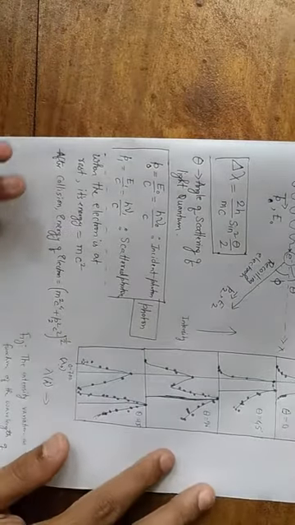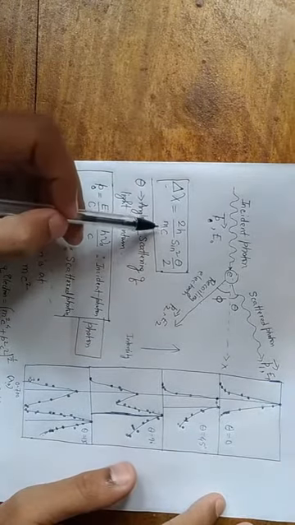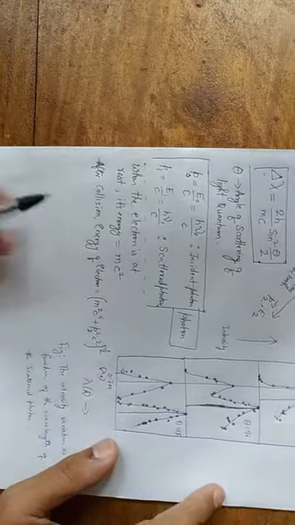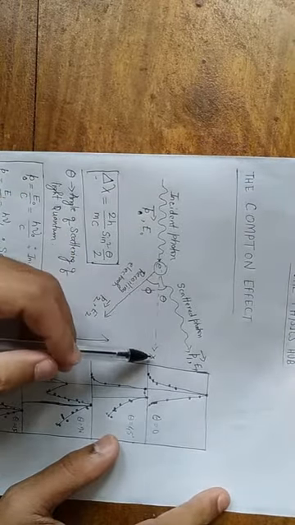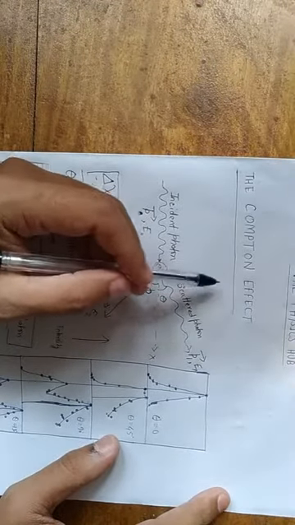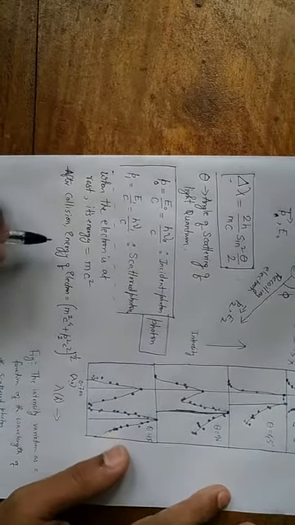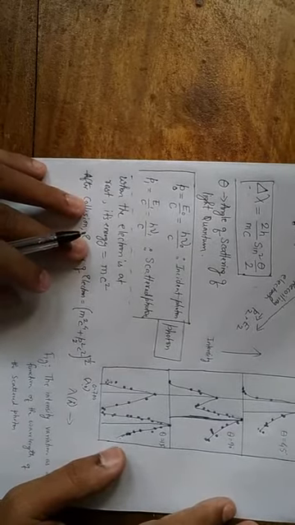Okay, so now we have to derive this result: del lambda is equal to 2h by mc into sine square theta by 2. So let us proceed. Let us look at this diagram. To the right we have the positive x-axis, and toward the upper end we have the positive y-axis. Okay, so we have to use the law of conservation of energy as well as the law of conservation of momentum.